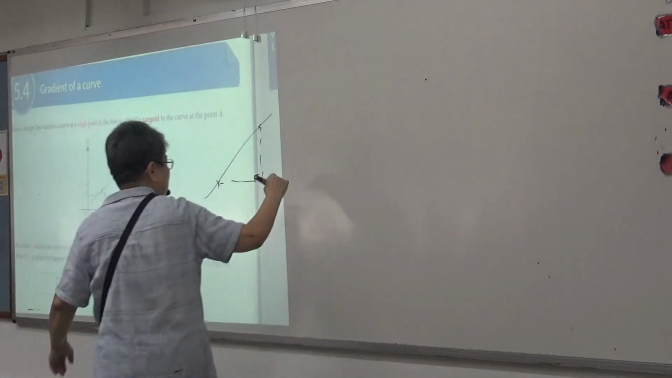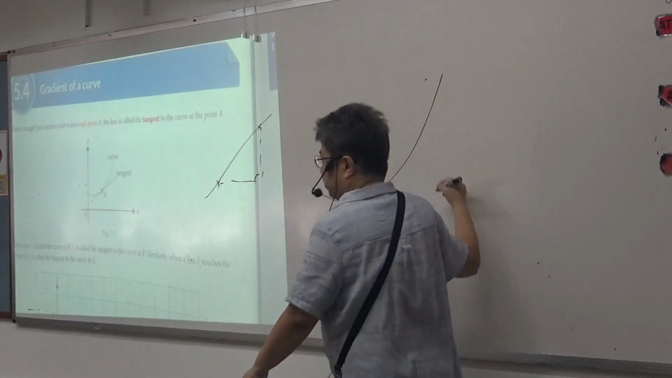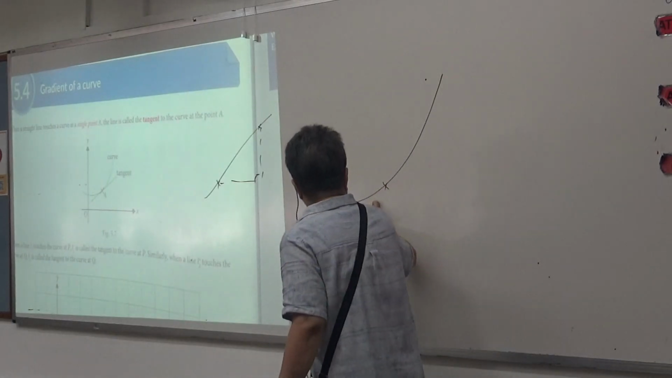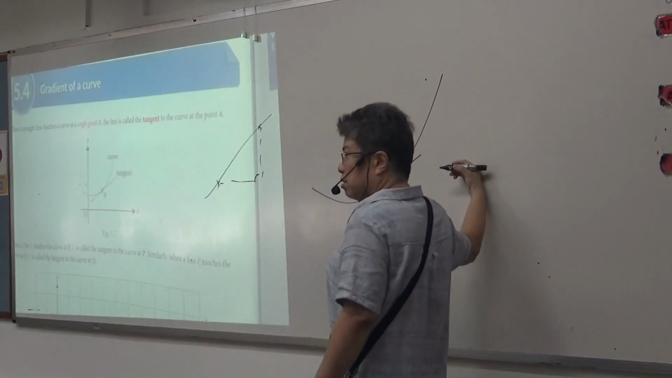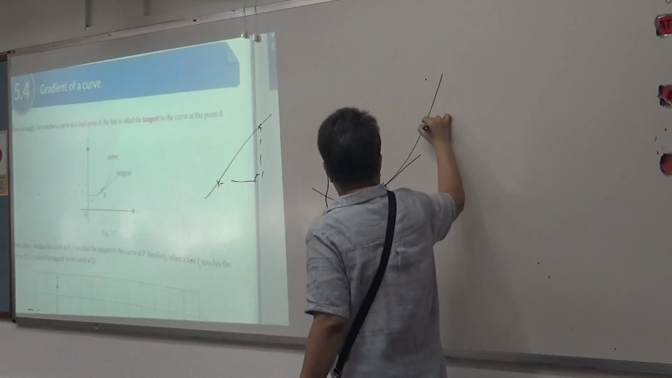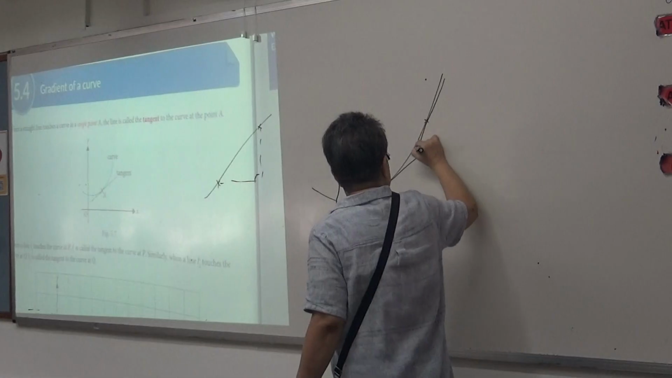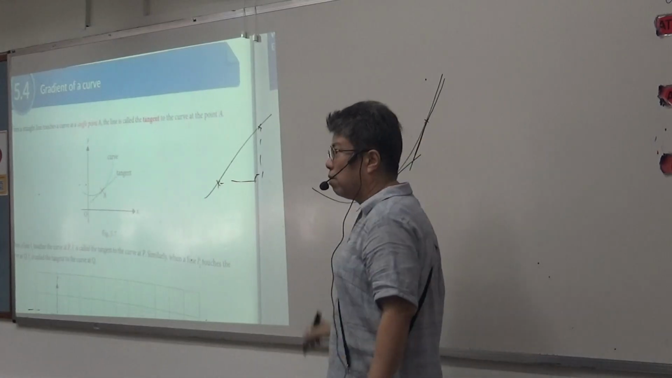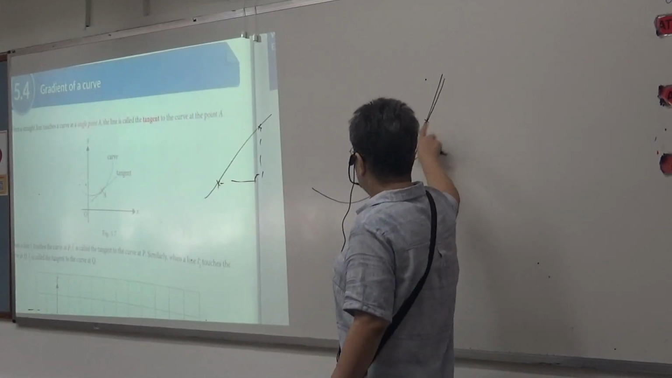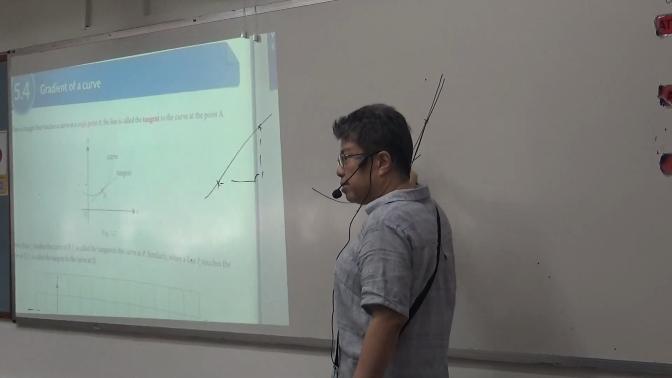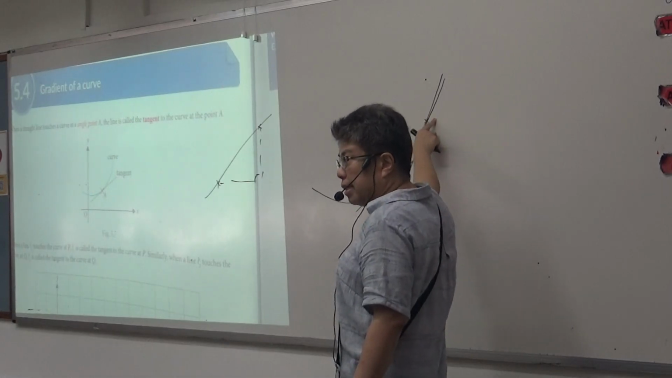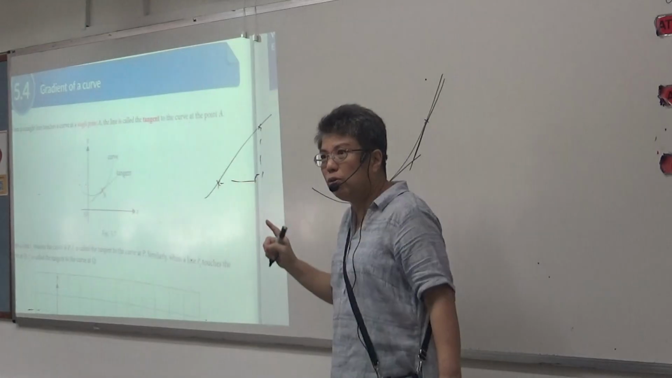Now, let me enlarge it over here. Supposing this is the curve. At this point, this is the tangent, correct? What about at this point? Then, this is the tangent, right? Touch at one point and continue, correct? This gradient will be confirmed greater than this gradient because this is steeper. Can you see it?